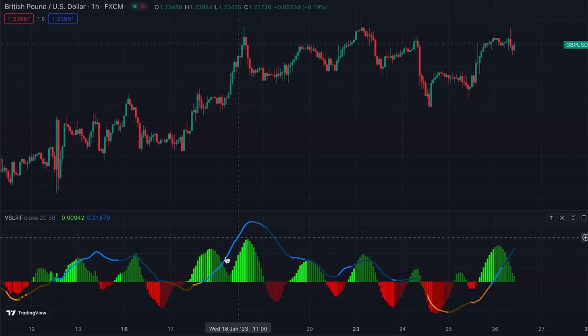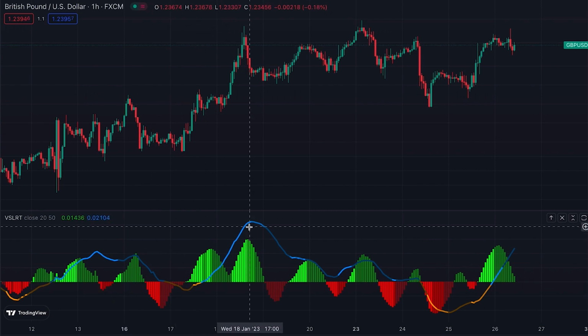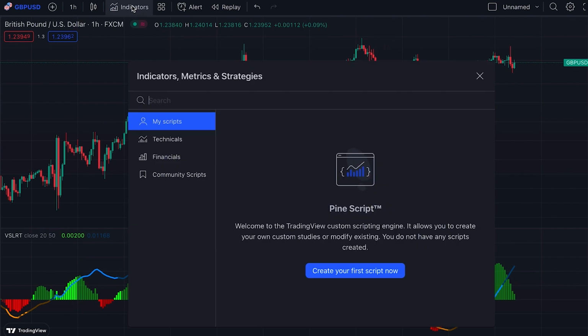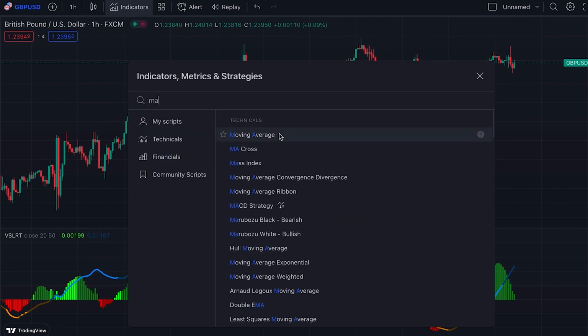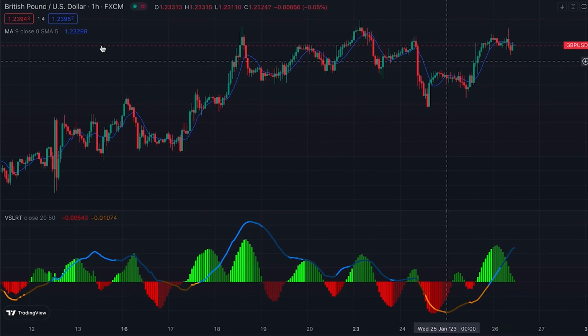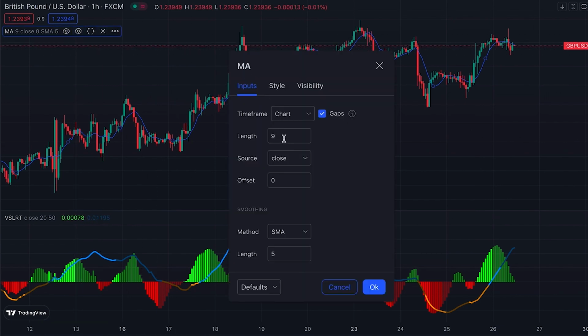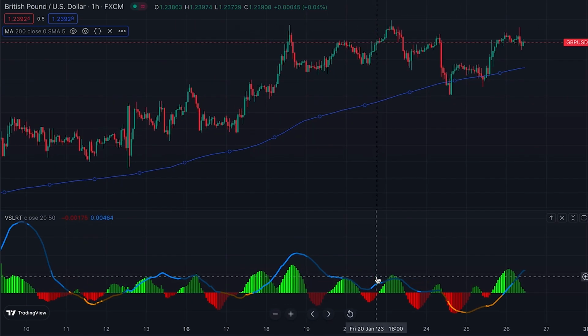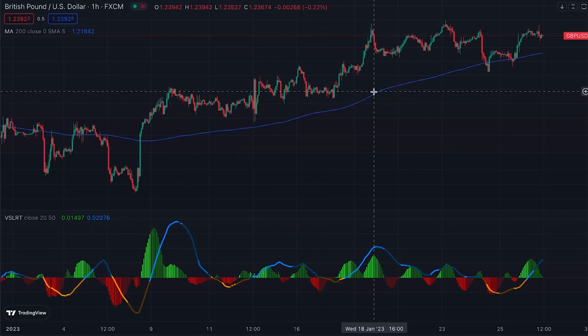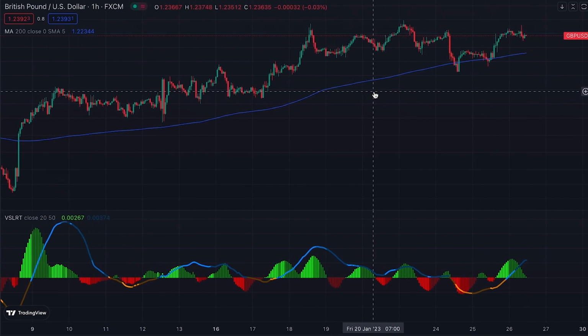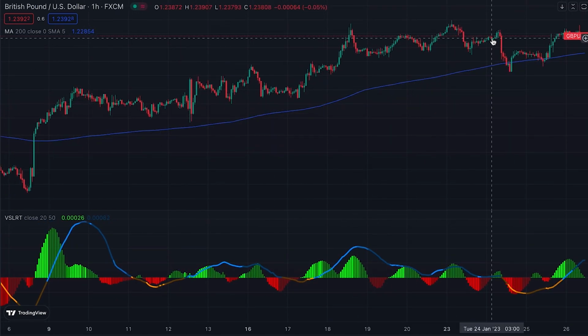But when we want to use the crossing signals of this line, we need to identify the longer-term trend of the market. For example, I add a simple moving average to our chart, this one, and in its settings, I set the length at 200. All right. Now, this moving average line shows me the longer term trend of the market.